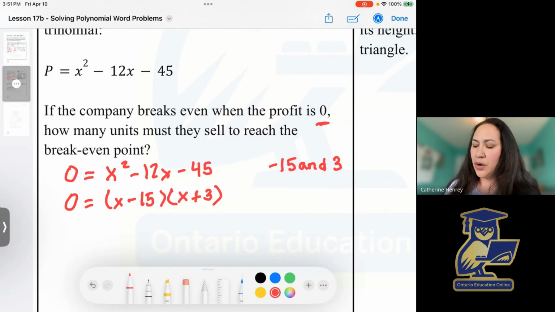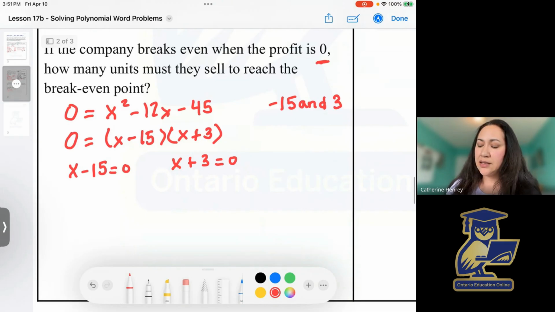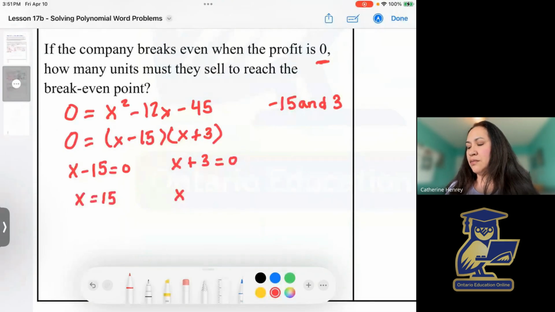Our zero product property is we take each factor and we set it equal to 0. So x minus 15 equals 0, or we have x plus 3 equals 0. And we get two solutions for x. X can equal 15, or x can equal negative 3.